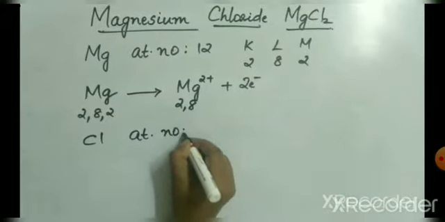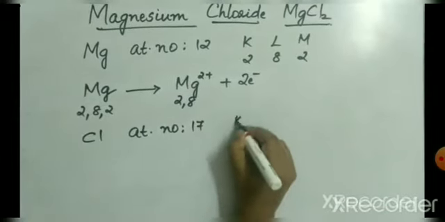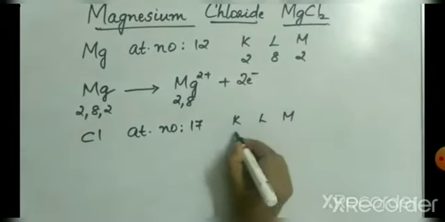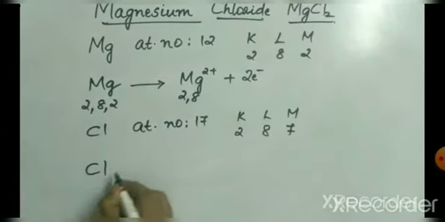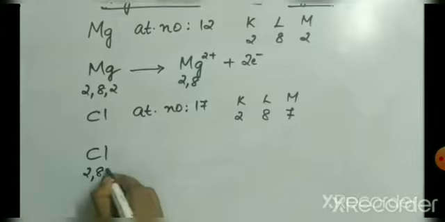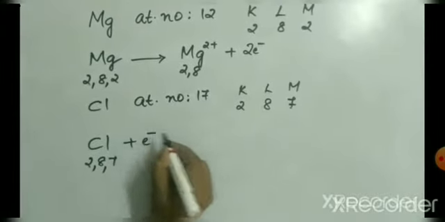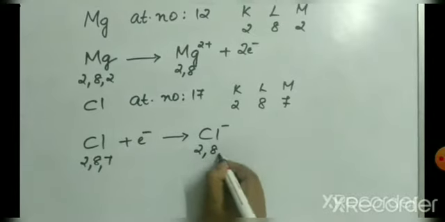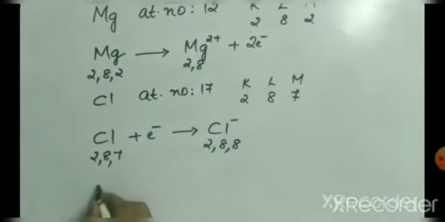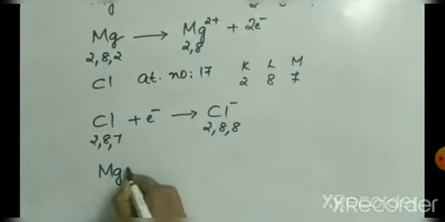Chlorine, atomic number 17, electronic configuration K L M 2 8 7. Chlorine atom has 7 valence electrons. So start with chlorine atom 2 8 7. It should gain one more electron so that it can get octet configuration and change to chloride ion Cl-. The configuration changes to 2 8 8.